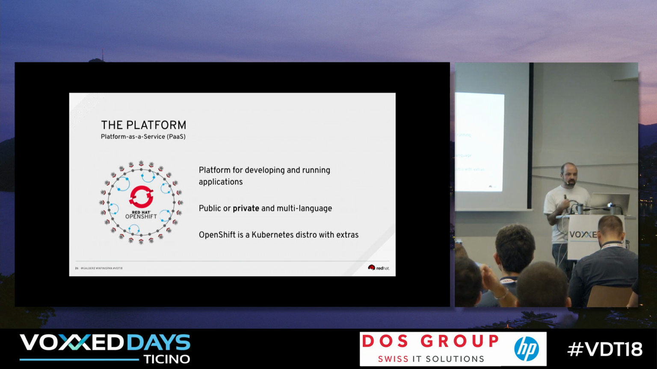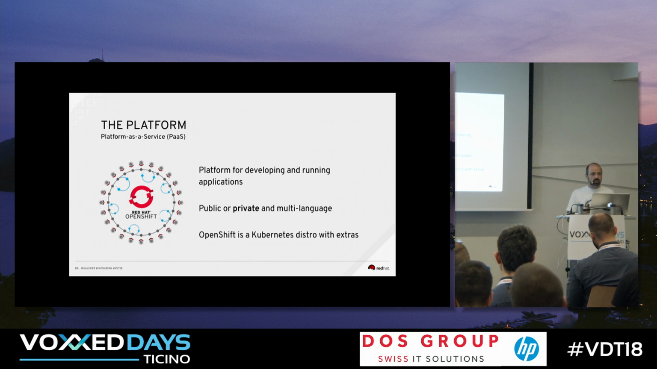It's a Red Hat Kubernetes distribution which allows you to develop, host, and scale applications in private environments, like your own company's, or in a public environment as well. It's multi-language, so it is not just Java. You can build applications in Node.js, PHP, etc. What is important to understand is that OpenShift is essentially Kubernetes. So most of the things that you can do with Kubernetes, you can do with OpenShift, and sometimes we've added a few extras on top of it.